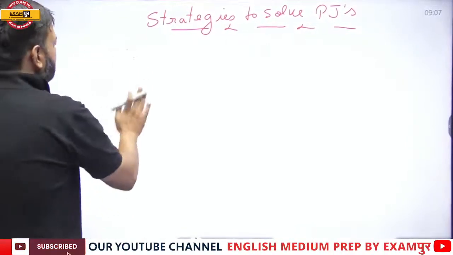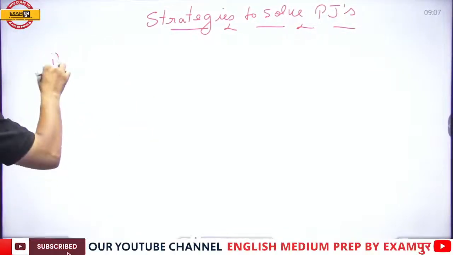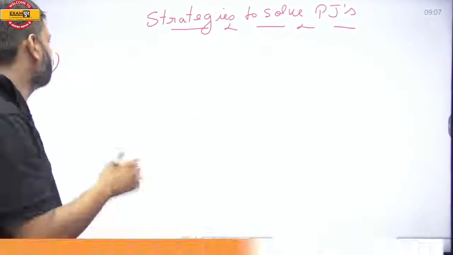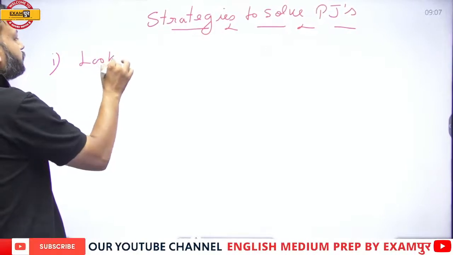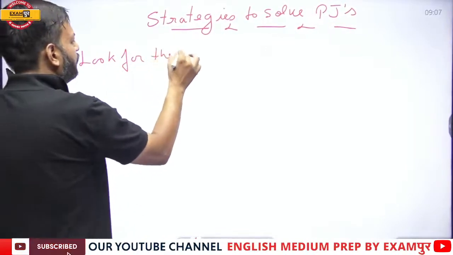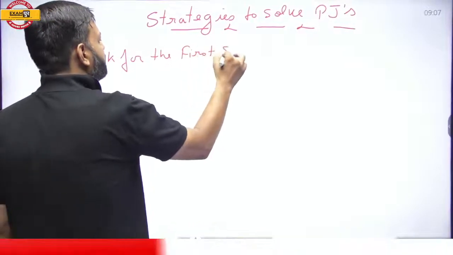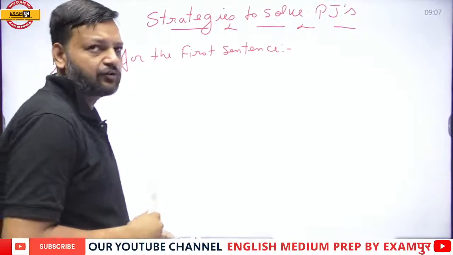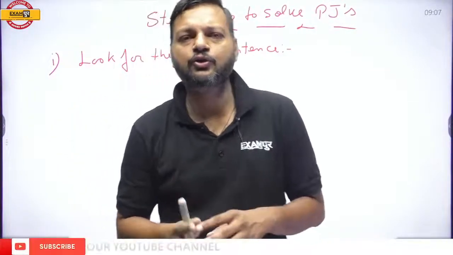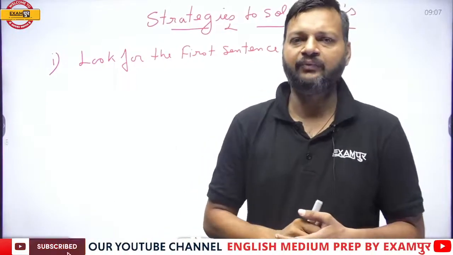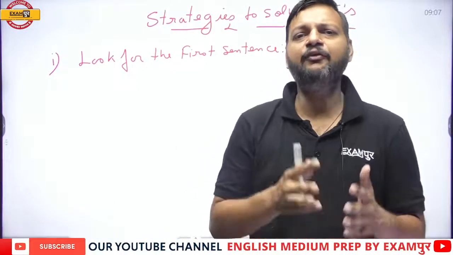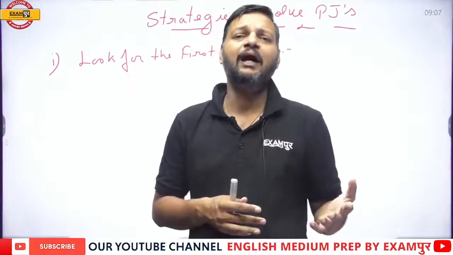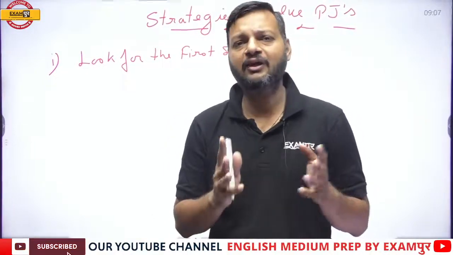So the very first thing you should do is to look for the first sentence of the para. Okay, while solving a parajumble, the very first thing you should do is to look for the first sentence, because once you get the first sentence, half of your options will automatically be eliminated, and from the remaining half you can easily figure out which option is the correct option.